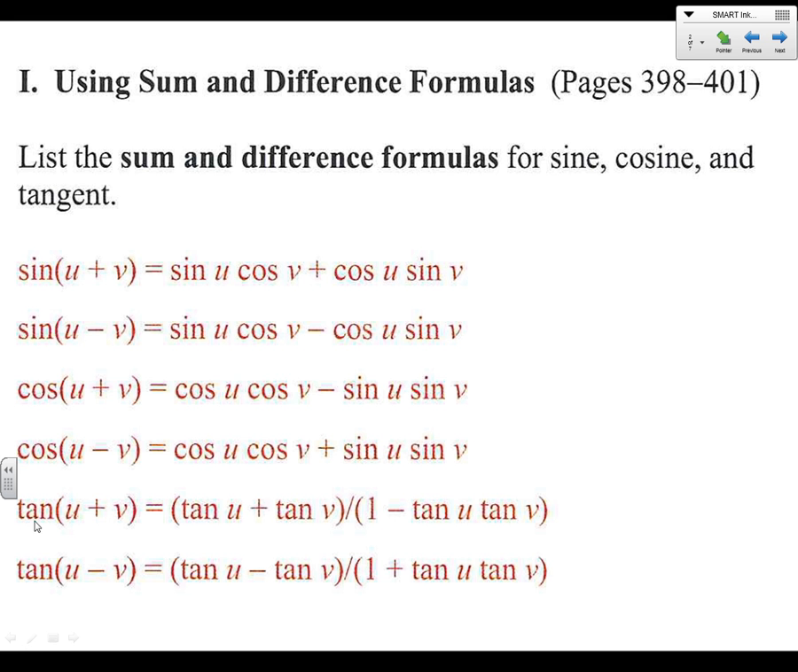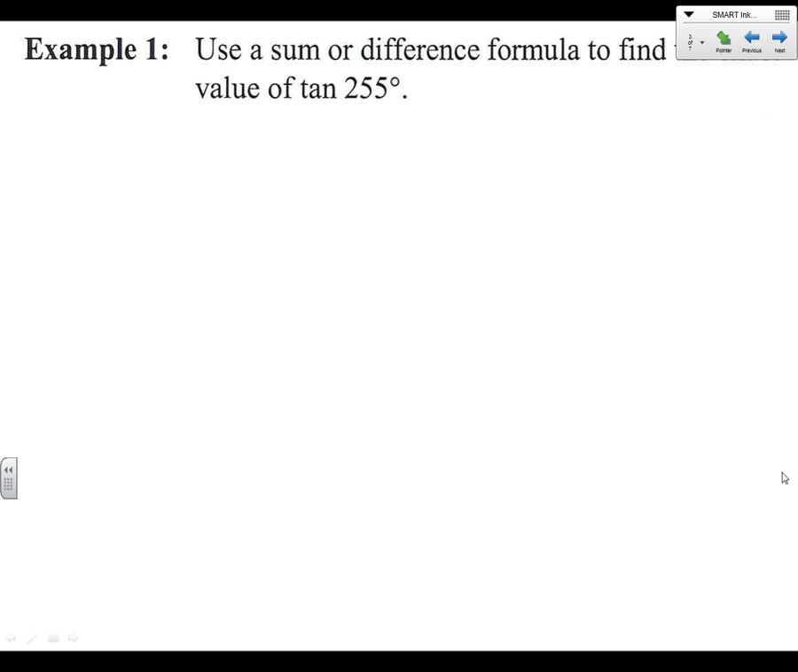And then when we go to tangent, it's all tangent in the formulas here. It's got a fraction, tangent plus tangent on top, and then 1 minus multiplying on the bottom. If it's a minus, we'll minus on top and add on the bottom. Start to remember these.